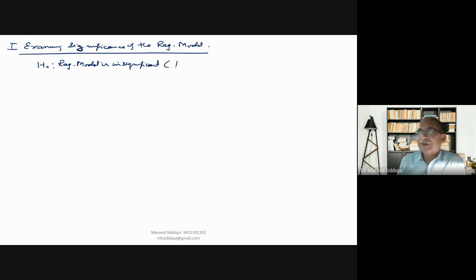Now what does this mean? It means all the betas, all the regression coefficients are zero, and R square. I will be introducing R square in a short while. They will be zero. So this is the regression model is insignificant. We examine whether it is there or not. Right? So for that purpose, I am showing you the data sheet, and through that data sheet, we will be discussing the concept. So I'm showing you the data sheet. Then I will be coming back.